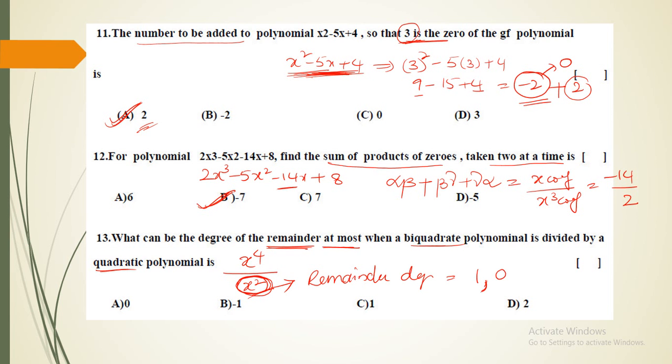And what did it ask? At most. At most means maximum. So the maximum is 1.